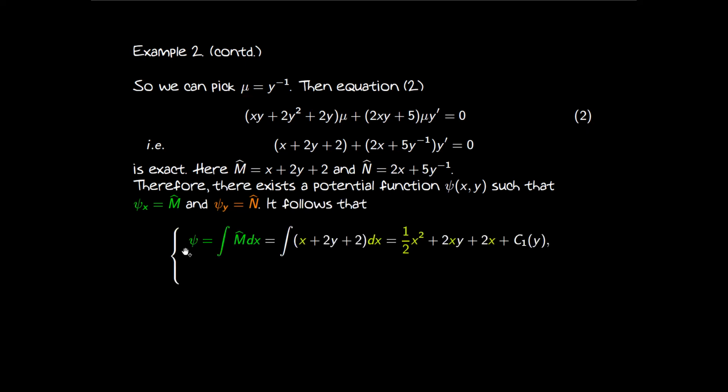So in particular, for the first one, you can say here, it's a polynomial of x, right? So its antiderivative is very much straightforward. Here, the y is treated as a constant, right? And the constant term here could be a function of y.